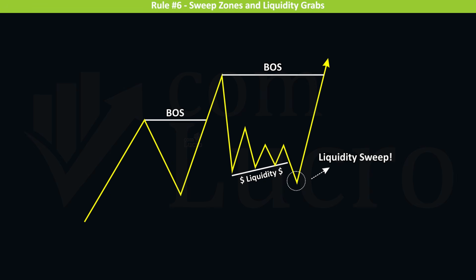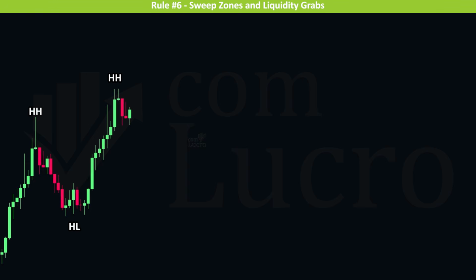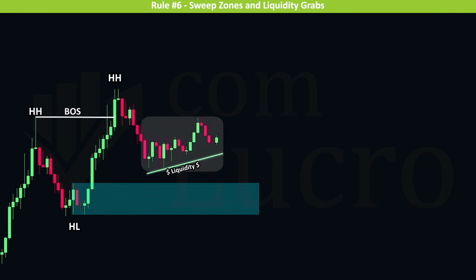Rule number 6 focuses on sweep zones. Sweep zones are about identifying where large players are actively moving the market. Let us simplify the process. Price is trending higher, printing higher highs and higher lows. Then a pullback occurs and equal lows are formed. These levels are common areas where retail traders place their stop losses. Price briefly moves below those lows, triggering the stops and releasing a wave of sell orders into the market.